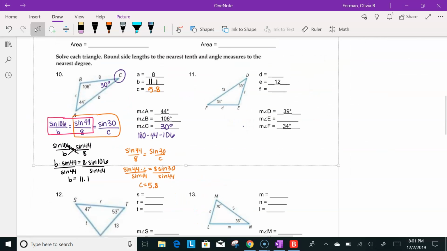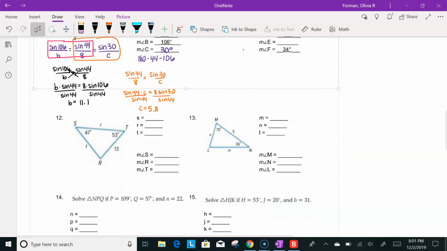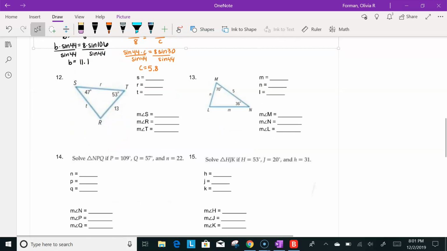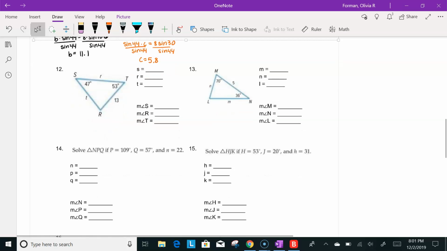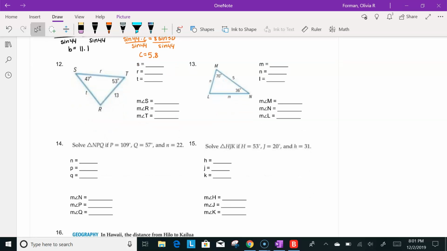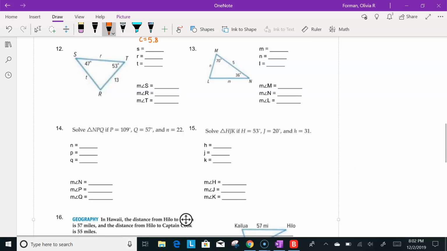So basically that's what you're going to do for the rest of them. The angle you just find by taking 180 minus what you know, and then for the side lengths you set up the law of sines to solve for those missing side lengths. You will see that the angles change: S, R, T, M, and L. It's the same thing. Sine of M would be divided by side M, sine of L divided by side L, and so on.